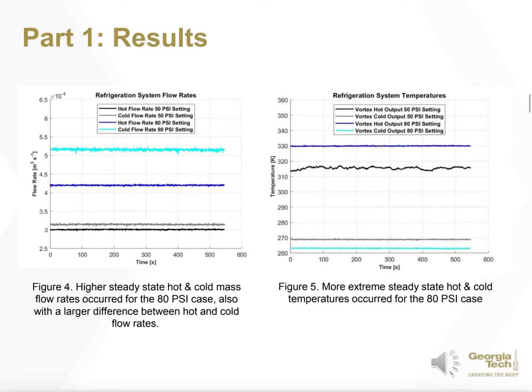Finally, it should be noted that at the higher pressure setting, the output temperatures are further from ambient temperature in both the cold and hot directions. Also, on the left are our cold and hot mass flow rates for both the 50 psi and 80 psi cases. All of these steady-state values are very consistent, so we have great trust in these steady-state values. Finally, it should be noted that the higher input pressure setting led to increased mass flow rates and a larger difference between the cold and hot mass flow rate.